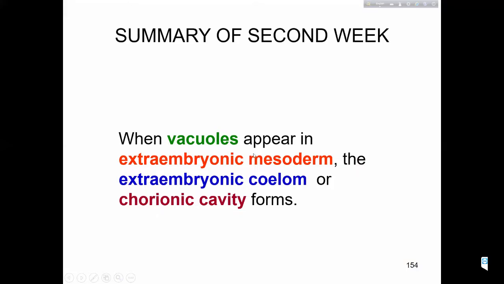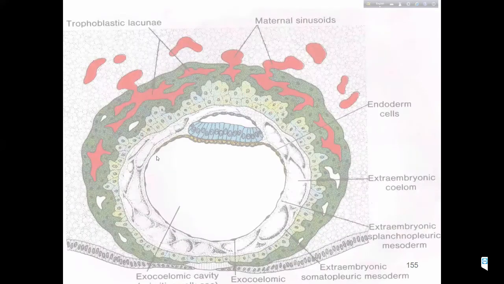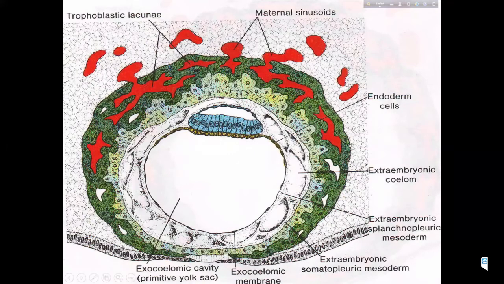When vacuoles appear in the extraembryonic mesoderm, the extraembryonic coelom or chorionic cavity is formed. So within the extraembryonic mesoderm, vacuoles appear here. You can see this is taken from Langman. I'm showing you the figure again.